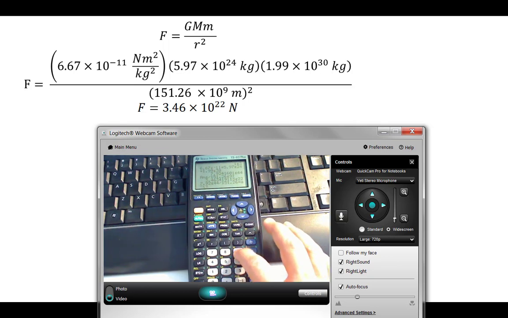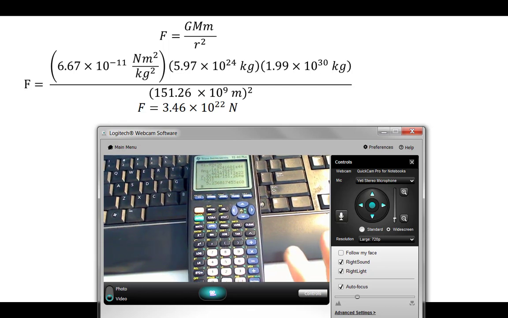To the 9th squared. I didn't get the correct number here, and the reason is because the calculator did not interpret 151.26 times 10 to the 9 as one number. It interpreted it as 151.26 and did the division with that, did not square it. And then the other piece would be multiplying the entire thing times 10 to the 9th squared. Okay?